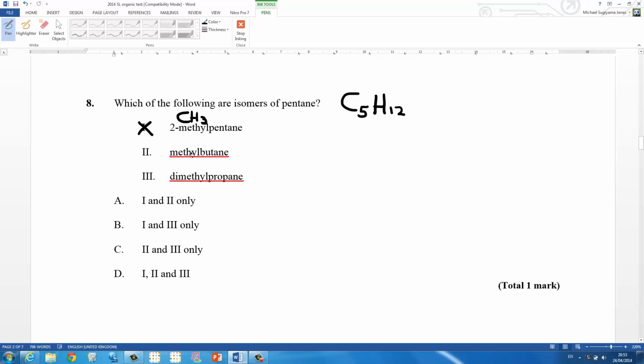Methylbutane. Butane has 4, and methyl group again is CH3. And if you want to draw these structures out, you can. So that has 5 carbons, so that's 1. That's an isomer of pentane. And dimethylpropane, well, propane has 3 carbon atoms, and you've got 2 times a methyl group. So that makes 5 carbons, so that is an isomer of pentane too. So the answer there is 2 and 3, C.